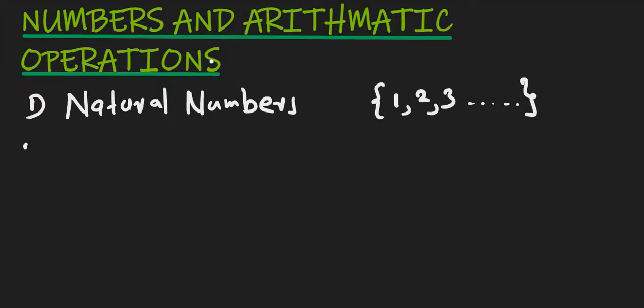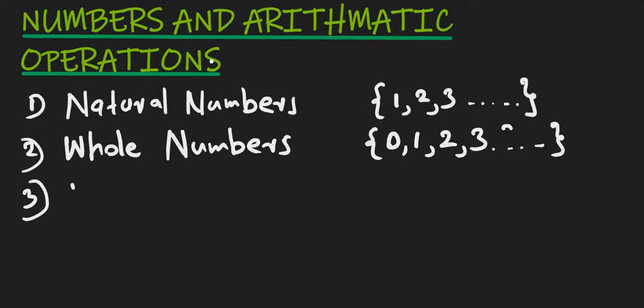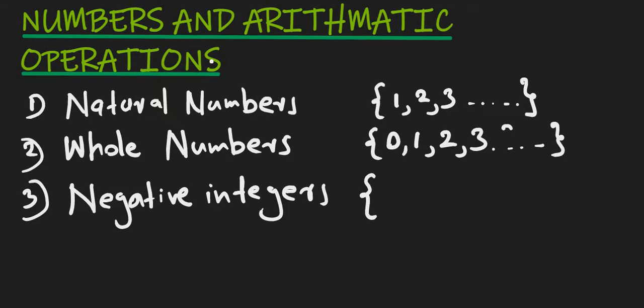Secondly, we have the whole numbers. In the case of whole numbers, we take the set of natural numbers but we add 0, therefore we get 0, 1, 2 and 3. Next, we have the negative integers. The negative integers are the numbers on the left hand side of the number line, and they can be represented as -4, -3, -2, and the last negative whole number is -1. So these are negative numbers.